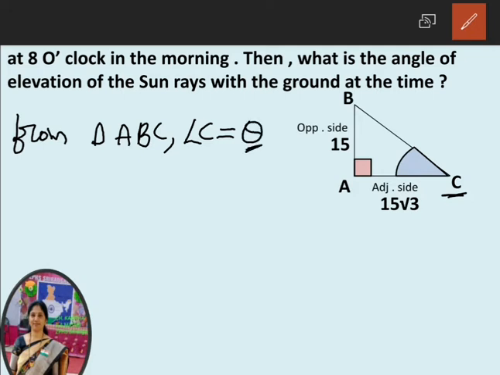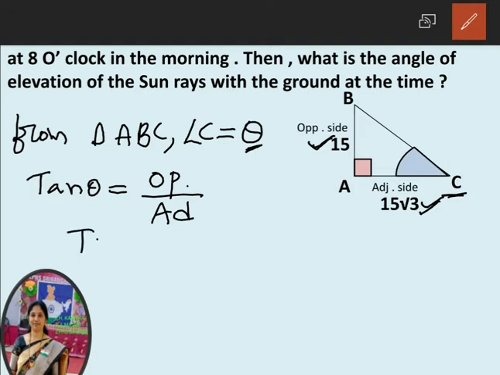And so opposite side, adjacent side. We know these two sides. So we have to choose a particular trigonometric ratio which contains opposite and adjacent. That is nothing but tan theta. Tan theta is nothing but opposite side by adjacent side.